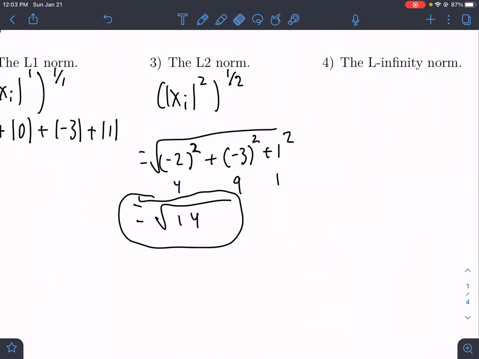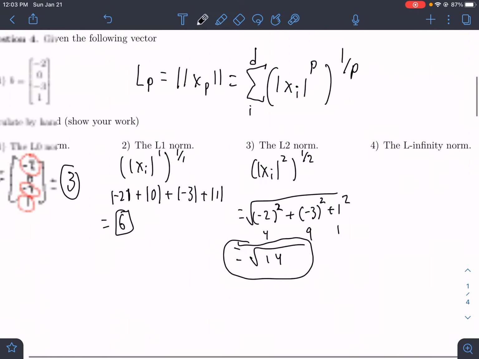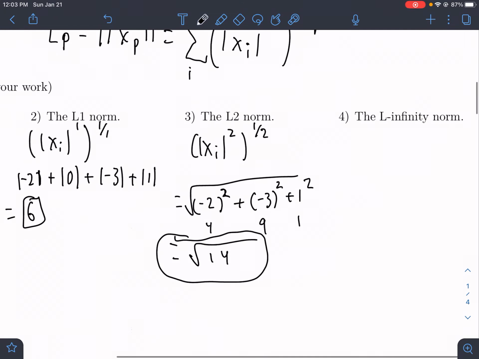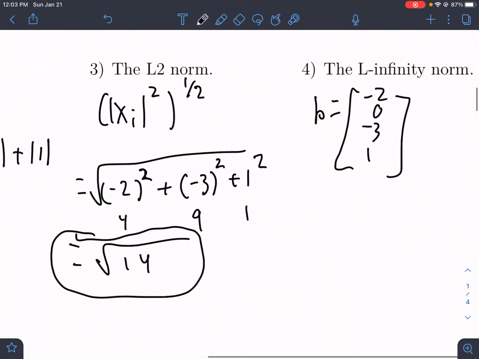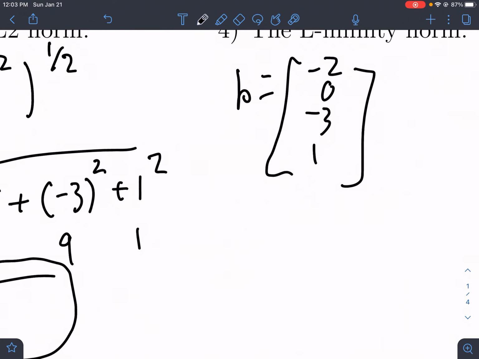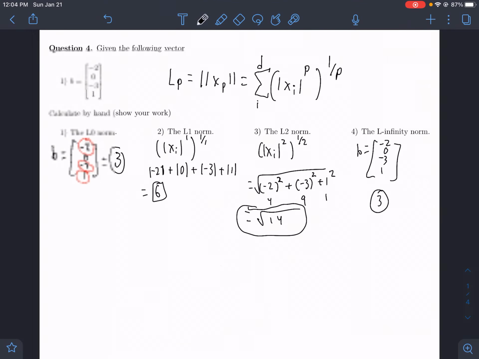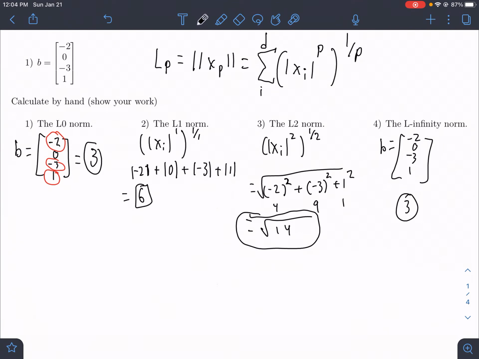let's do our problem. The L infinity norm of b is going to be the max element of the absolute values of these. So this is going to be 3. And that is all for question 4.